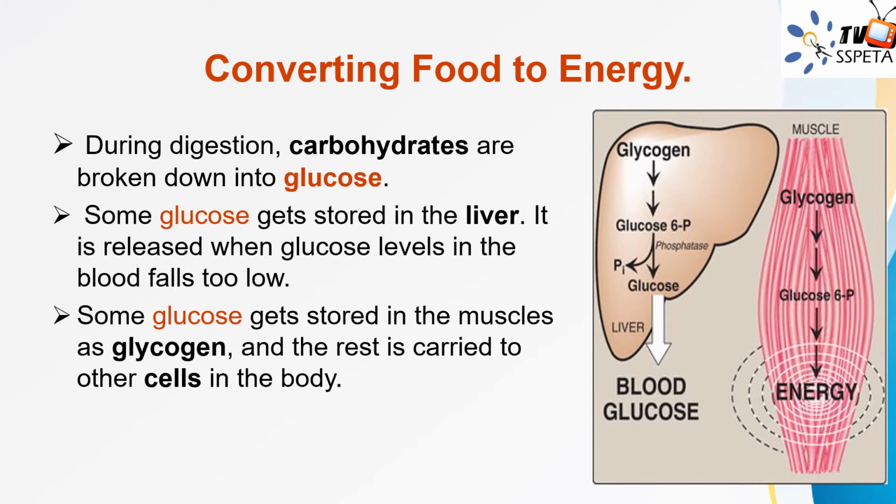During digestion, carbohydrates are broken down into glucose. Some glucose gets stored in the liver. It is released when glucose levels in the blood fall too low. Some glucose gets stored in the muscles as glycogen, and the rest is carried to other cells in the body.